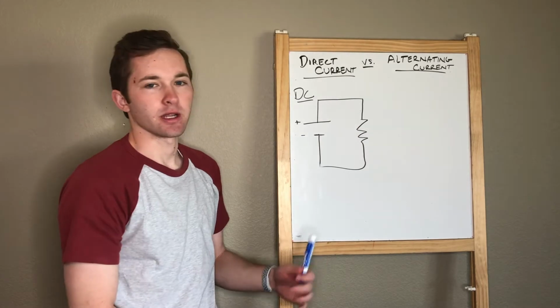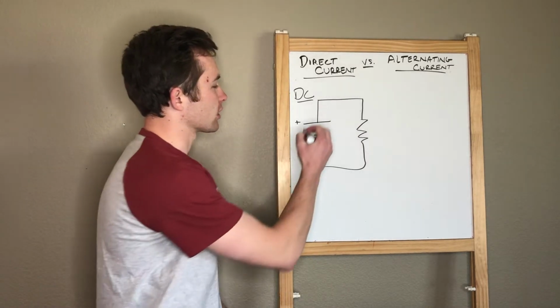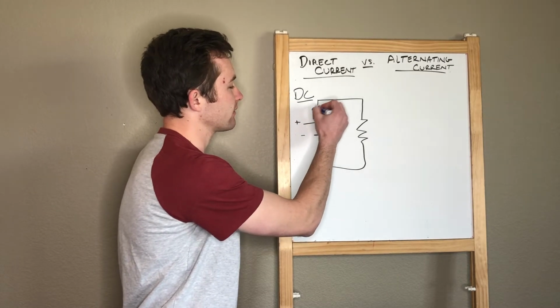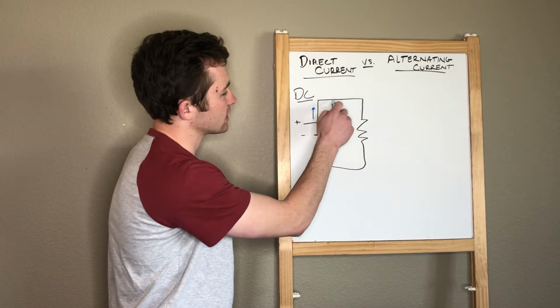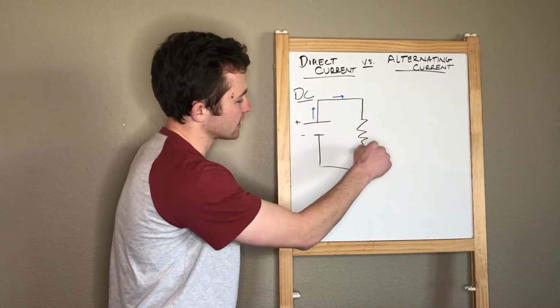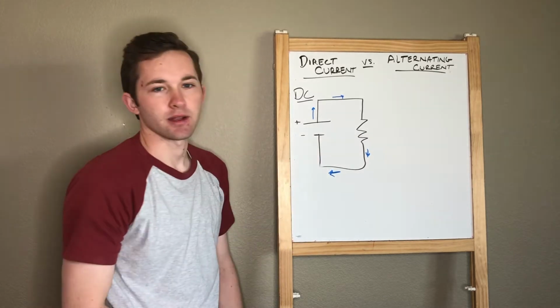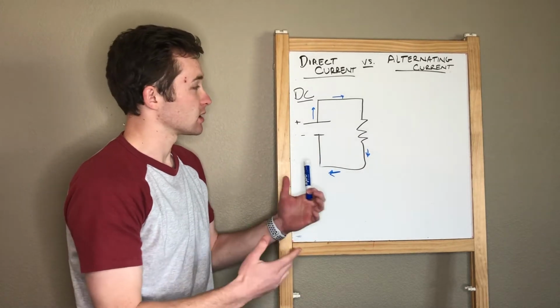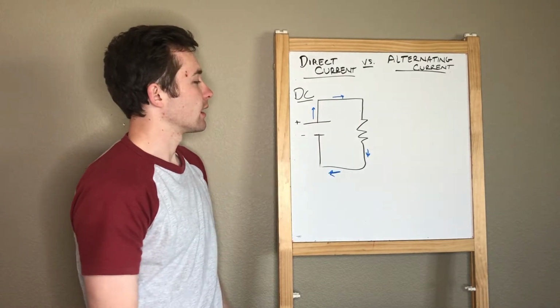So in direct current, it's normally a battery, and the current flows from the positive end all the way to the negative end. So it's going to go along this circuit, in this direction through the resistor, down through it, and all the way back around to the negative end of the battery. And that is essentially what a direct current is. The current just flows in one direction, and that's it.